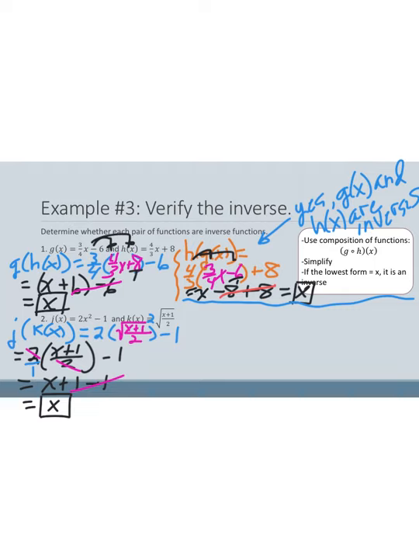Okay? Then we're going to reverse it and verify the other composition. So this time we're going to do k of j of x. So our k function is this big square root and then big parentheses for the x plus 1 all over 2. And so our input is the j function, so this entire j function is going to go in here, which I probably didn't make big enough.